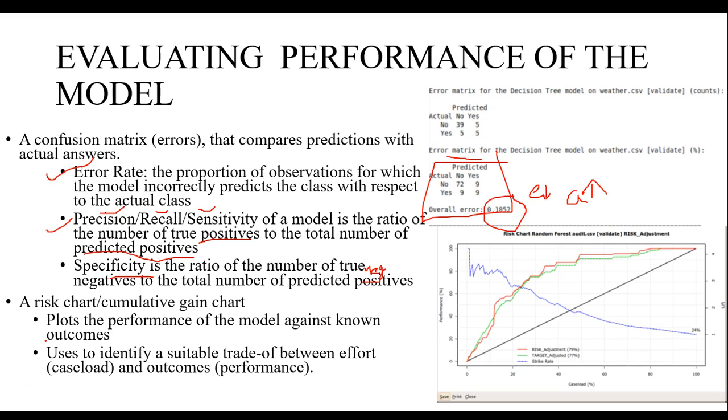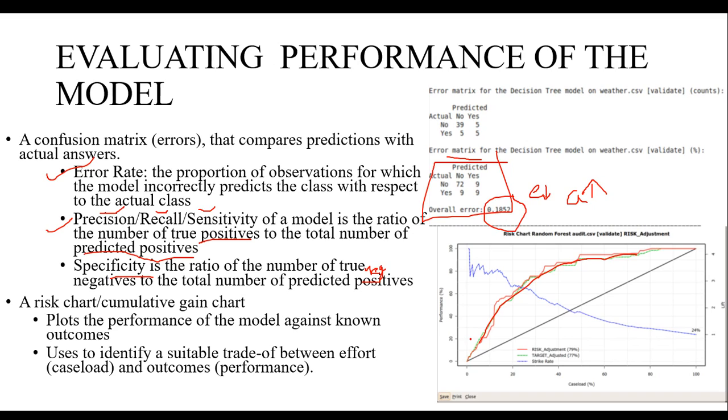The second is the risk chart, which is a cumulative gain chart. It plots the performance of the model against known outcomes and is used to identify a suitable trade-off between efforts and outcome. So you can see here it's a risk chart, and basically it's normally used whenever binary classification is involved, and you can see this is the performance and this is the caseload. The more the area under the curve, the better it is.